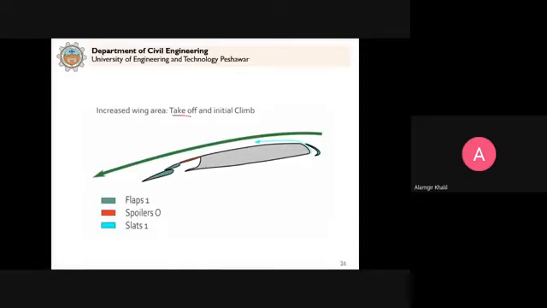During takeoff and initial climb, you can see this will be the situation. The air flows through these slots, which we saw earlier, and it will avoid boundary layer separation and reduce the drag force. So it will help the aeroplane to move upward in the air. During takeoff, we minimize the drag force. You see here, the air will flow here and avoid boundary layer separation to reduce the drag force.